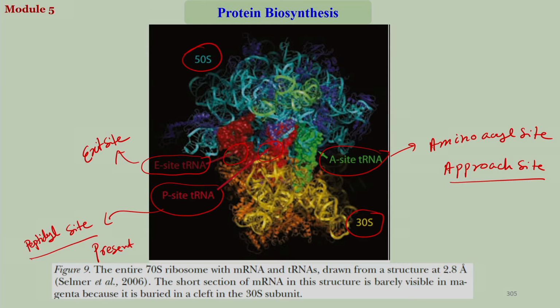This picture I have taken from the Nobel lecture of, I think, Professor Ada Yonath or Professor Venki Ramakrishnan. So, this is the entire 70S ribosome with mRNA and tRNA. The picture is drawn from a structure at 2.5 angstrom resolution. The short section of mRNA in this structure is barely visible, hidden here in magenta, because it is buried in a cleft in the 30S ribosomal subunit.